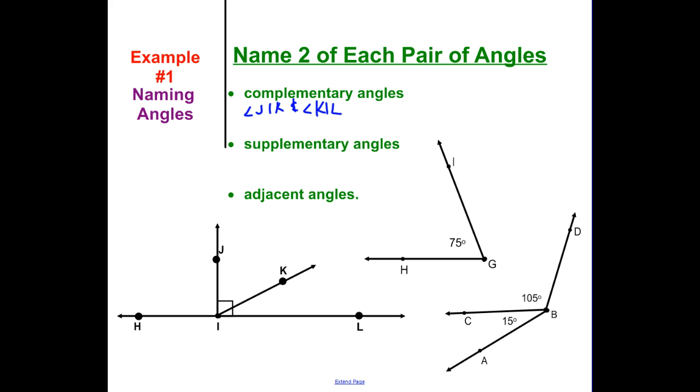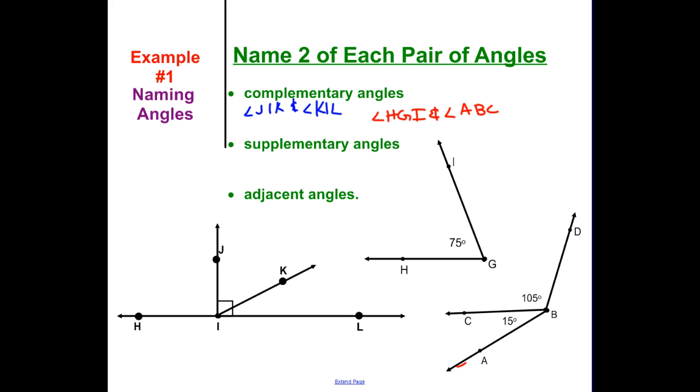Now we have another one that's harder to see over here. If I take 75 degrees and I add it to 15 degrees, doesn't that equal 90 degrees? Yeah, it does. So my angle HGI and my angle ABC, those are also complementary. Now notice that those two are nowhere near each other. They are far away from each other, but they are still complementary because they add up to 90 degrees.